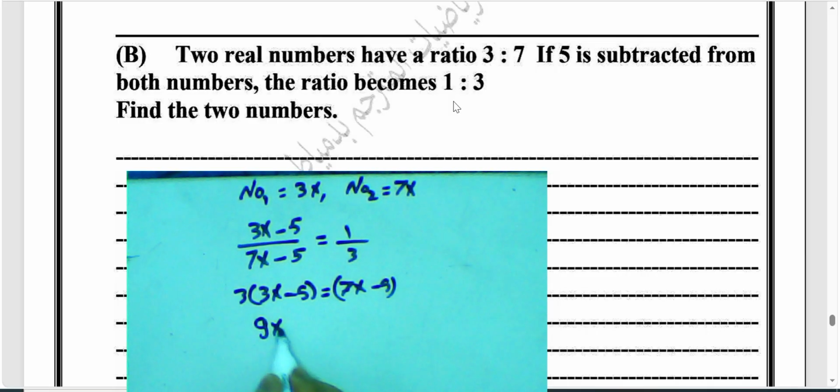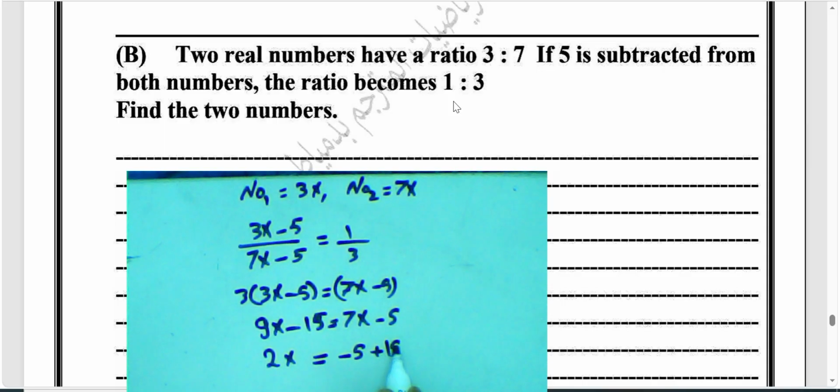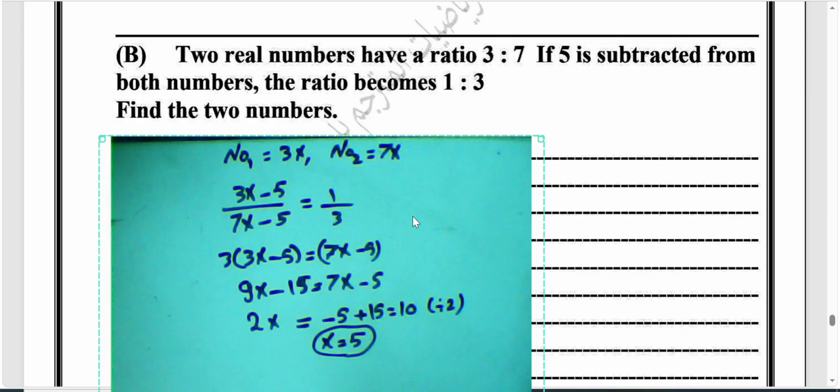3 times 3 is 9. 9x minus 15 equivalent to 7x minus 5. Next, 9x minus 7x is 2x, and negative 5 plus 15 equals 10. Then we can divide by 2. So the value of x equals 10 divided by 2 equals 5. The value of x here will be 5.